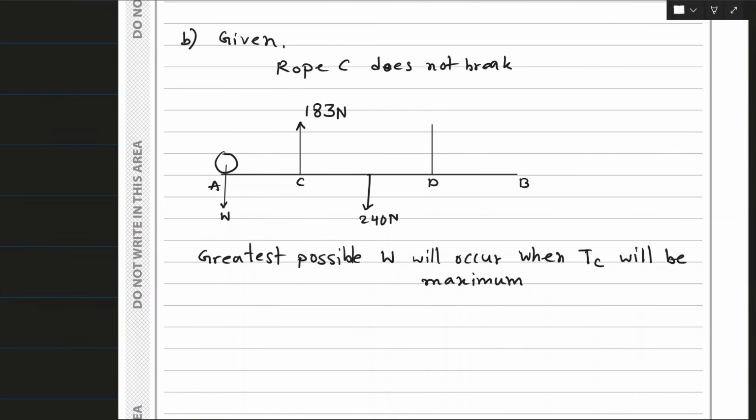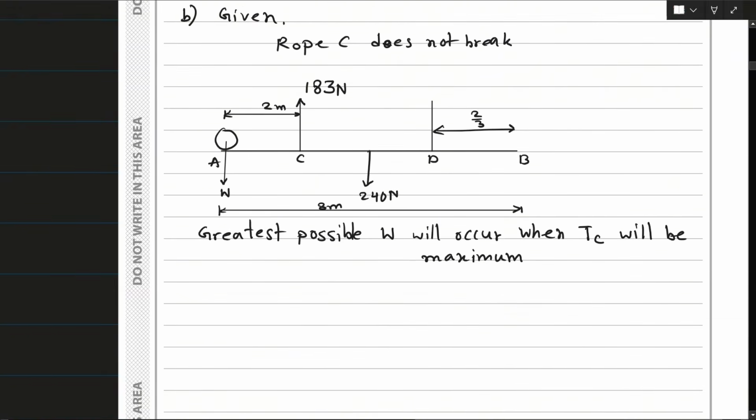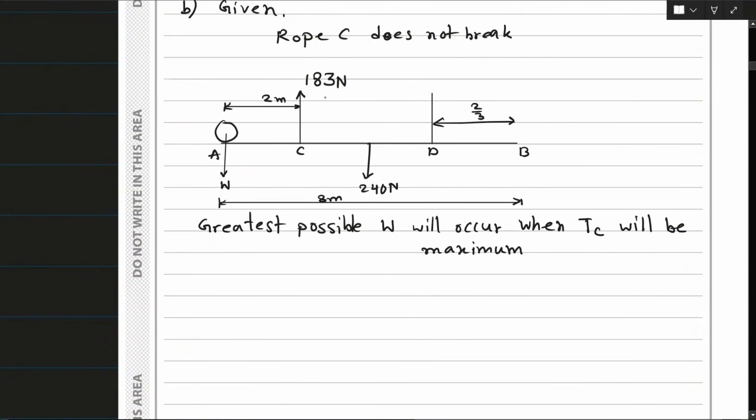Now we can do the math here. So the distances are the same. We know the distances here. This was 2 meters. This is x, or 2 by 3 as we calculated from the previous part, and we still know that the whole beam is 8 meters. As we do not know the tension at D, we will not consider the vertical forces, but instead we will take moment from point D. We will take moment at point D.